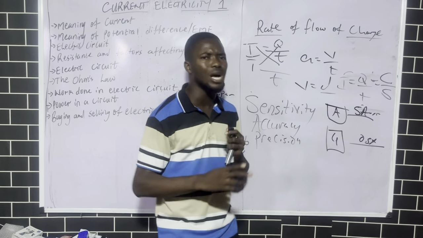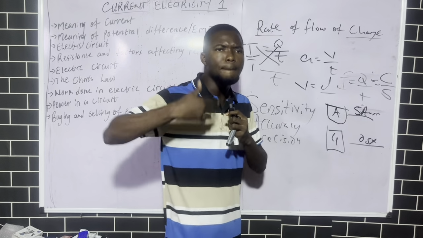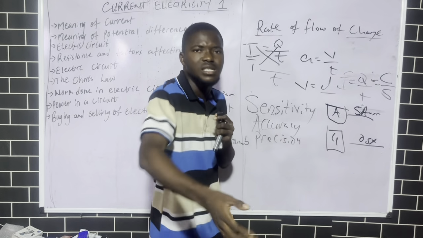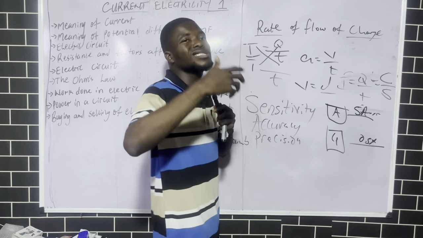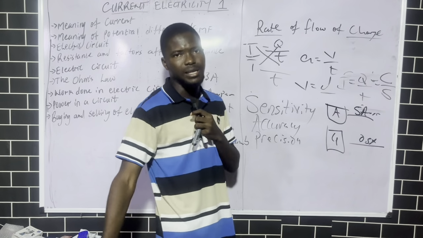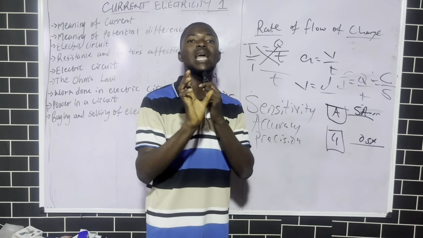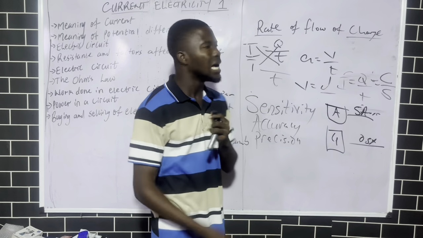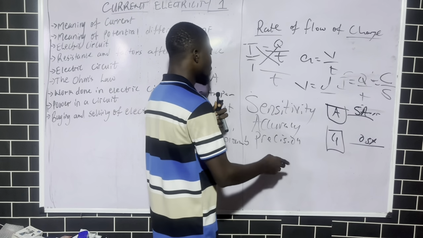So accuracy and precision are not the same. Precision is when an instrument measures values that are close, almost the same. Use it several times, it keeps giving you almost the same answer, then it is precise. But if it gives you the exact value or a value very, very close to the true value, then it is said to be accurate. That's what I mean by sensitivity, accuracy, and precision.